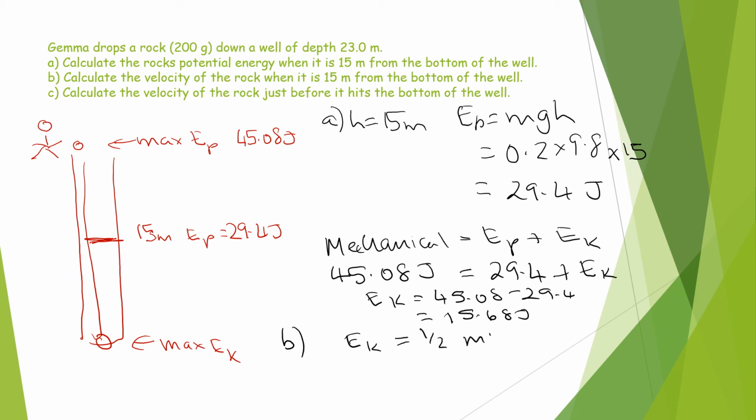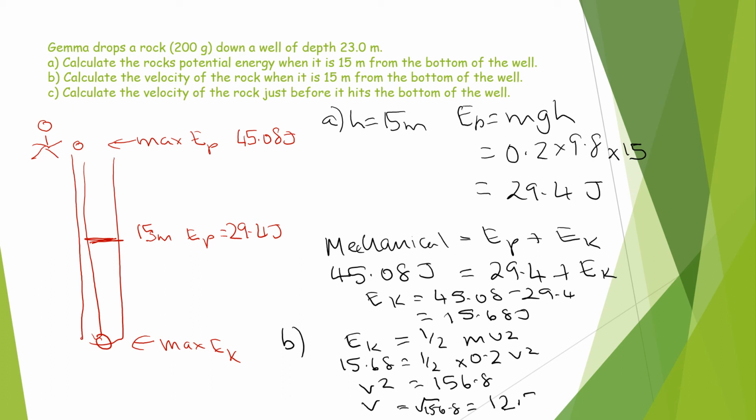From there we can solve for part B, how fast it's travelling at that point, because kinetic energy equals a half mv squared. 15.68 equals a half times 0.2 times v squared. So v squared must equal 156.8. So v must equal the square root of 156.8, which equals 12.52 meters per second down.